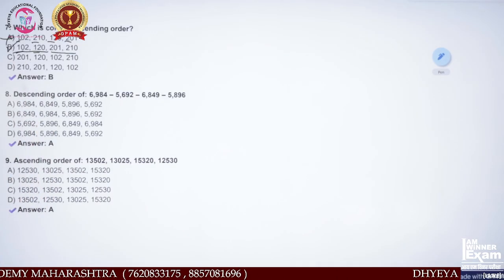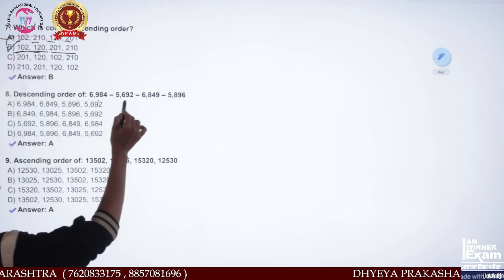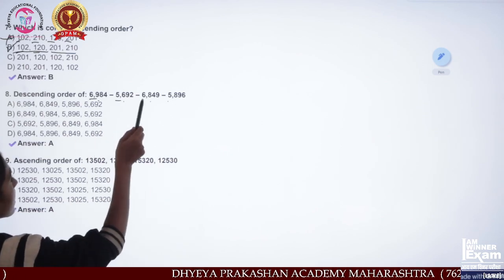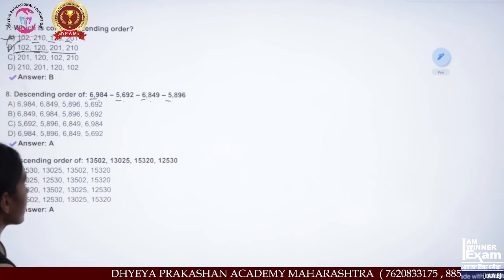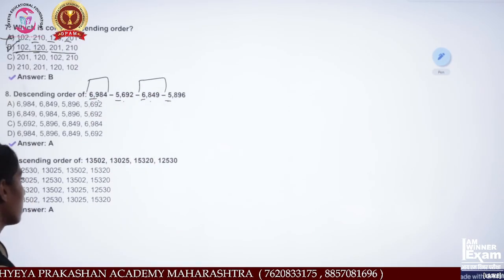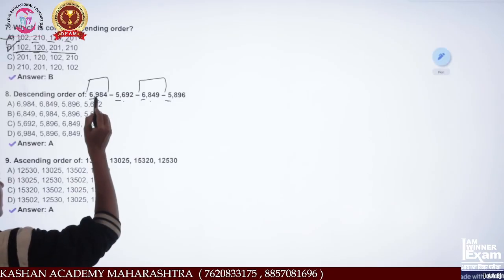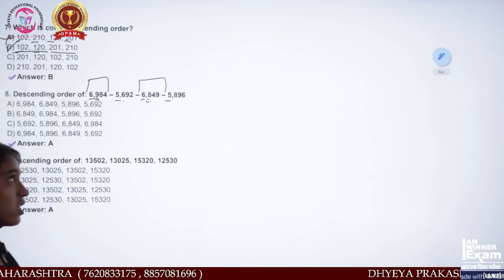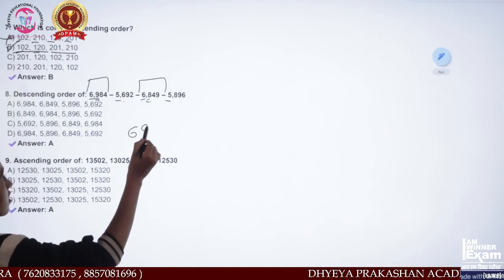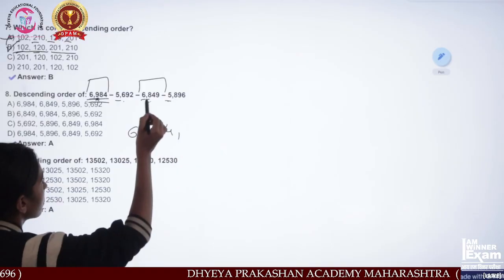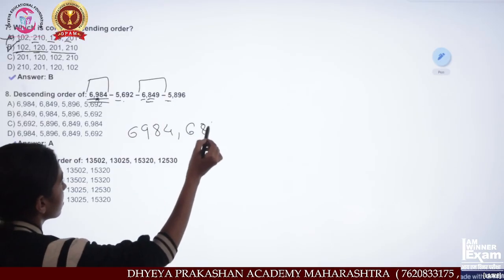Arrange these four numbers in descending order. First, we have to find the greatest number. First, we compare the first digit. Can you tell me which digit is the biggest? This number is biggest and this number is biggest. After this, let's talk about the second digit, this 9 and 8. Which is biggest? 9, right? Then write this number first. After that, 8, write this number.